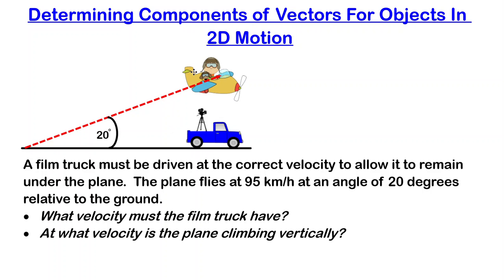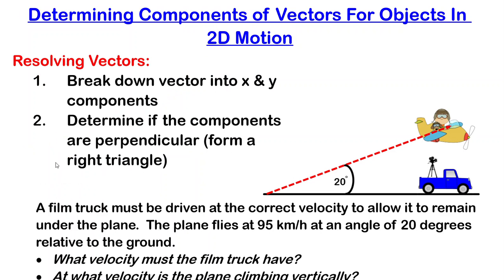But the plane is going not only horizontally, but also vertically at the same time. And so they tell us the resultant. They tell us that the plane is going 95 kilometers per hour at 20 degrees above the horizon. So that means only part of this 95 kilometers per hour is horizontal. We need to figure that out. So how do we do that?